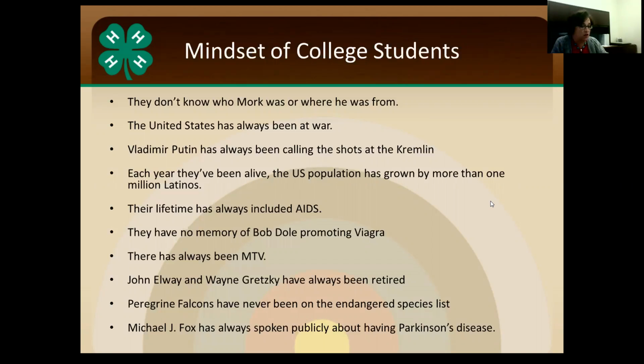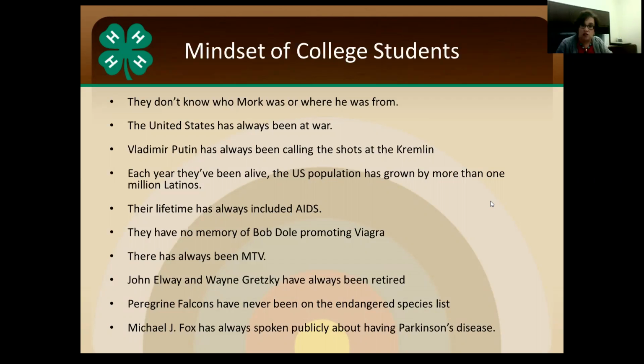Vladimir Putin has always called the shots at the Kremlin. They don't remember Mikhail Gorbachev or, gosh, I just drew a blank on the person after Gorbachev. Each year that they've been alive, the U.S. population has grown by more than 1 million Latinos, and I think that is really critical, especially in our work.